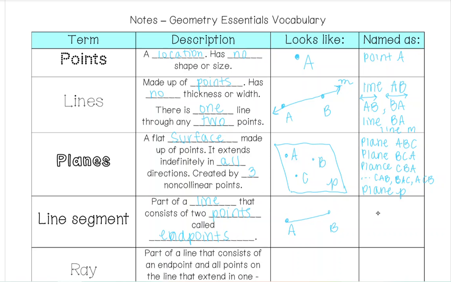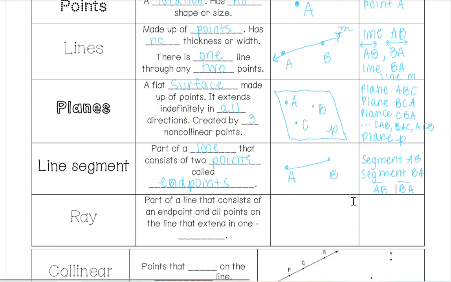So we can just label this as either, we can call it segment AB, we could call it segment BA, or the shorter hand notation for that would be AB with just a line over it, or BA with just a line over it. And so notice the difference between the segment notation and the line notation. The line has the arrows on both sides, whereas the segment just has that line. It has no arrows because it doesn't go on forever.